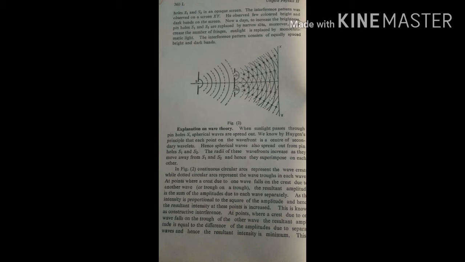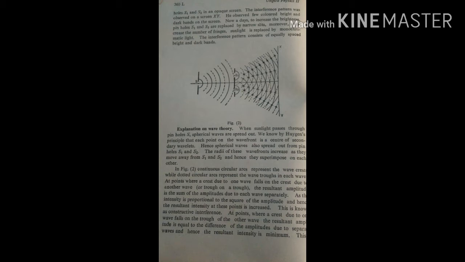Next, continuous circular arcs represent the wave crests, while dotted circular arcs represent the wave troughs in each wave. At a point where a crest due to one wave falls on the crest due to another wave, the resultant amplitude is the sum of the amplitudes due to each wave separately. As the intensity is proportional to the square of the amplitude, the resultant intensity at these points is increased. This is known as constructive interference.